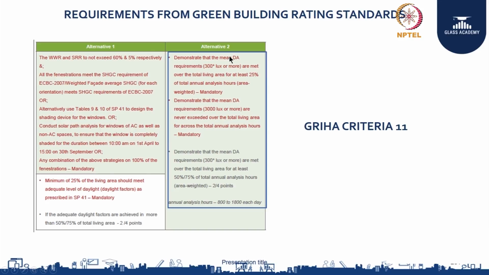So why is this annual metric important? You can see that this is another snapshot from green building code. On the right there are two alternatives to achieving it. On the right side they have given the alternative saying the daylight autonomy of 300 lux or more should be met in your living area for at least 25% of your annual hours. So depending on this you can run a simulation and see how much percentage is satisfying this criteria, and they have also given an upper limit, it should not go beyond 3000 lux. So when you go beyond this 25%, say 50% or 75%, you get more points.